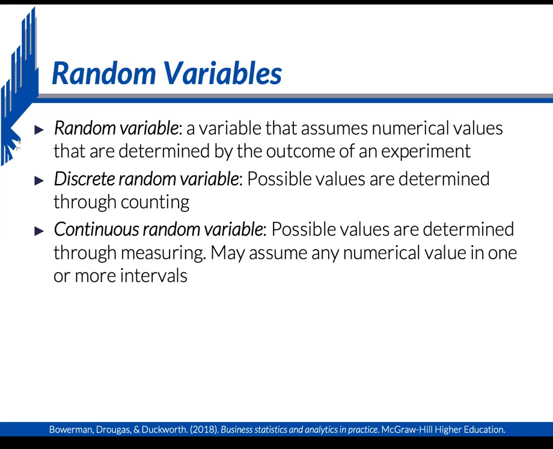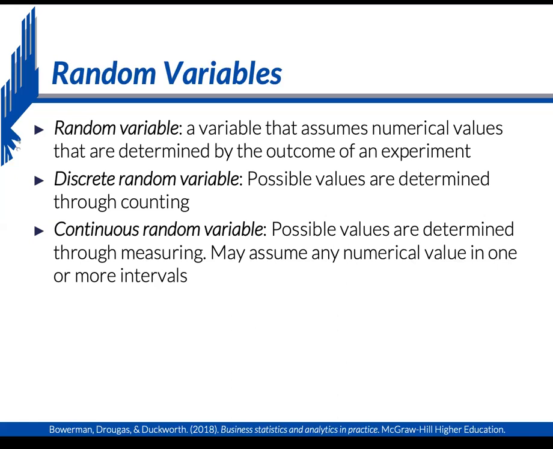A discrete random variable is a random variable whose possible values are determined through counting, which means that the possible values are finite. We can list down and identify all possible values. And usually the values, since they are finite, are in the form of integers or whole numbers.